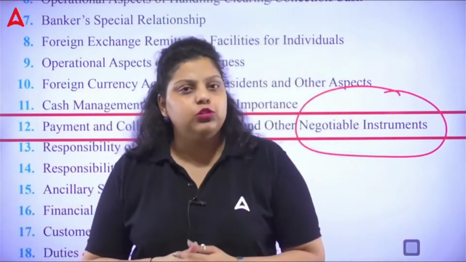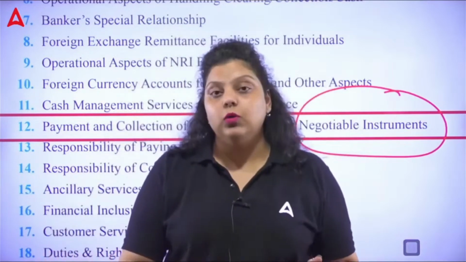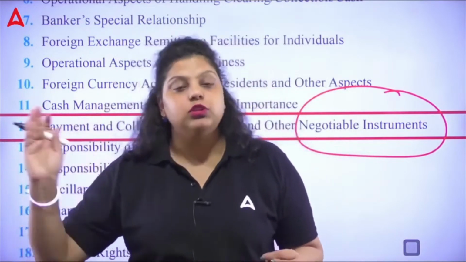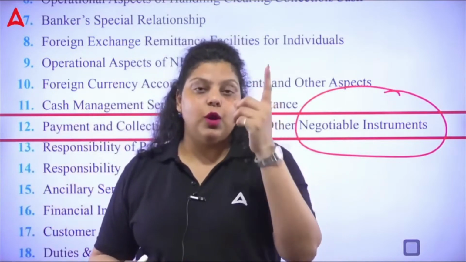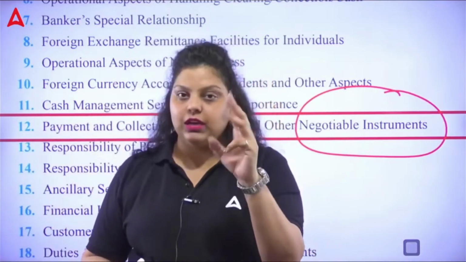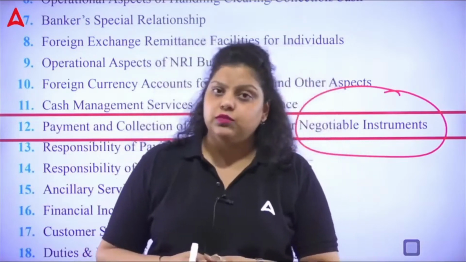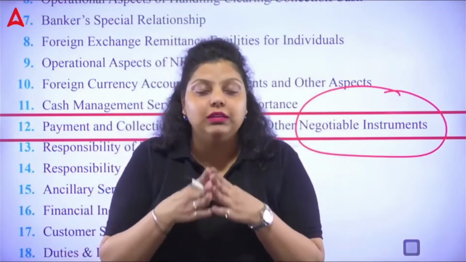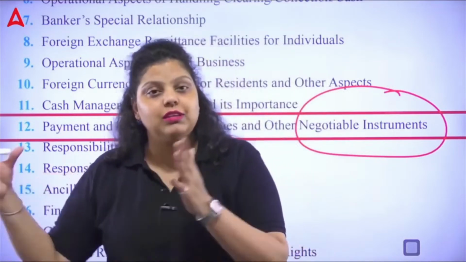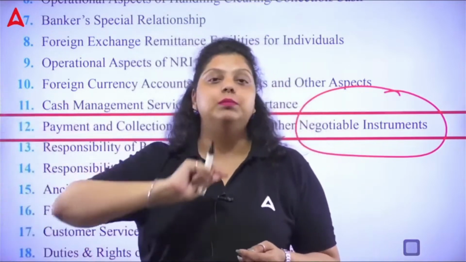Section 13 of the Negotiable Instruments Act talks about the negotiable instruments, in which it has said that there are three negotiable instruments: promissory note, bill of exchange, and cheque. The promissory note is defined under Section 4, bill of exchange under Section 5, and cheque under Section 6. These promissory notes, bills of exchange, and cheques are the negotiable instruments which you use to make a payment to a certain person.